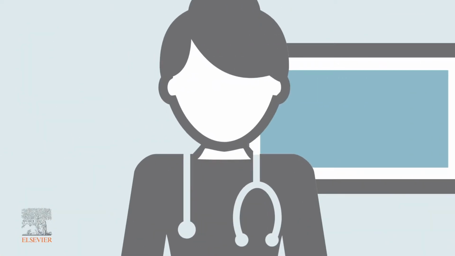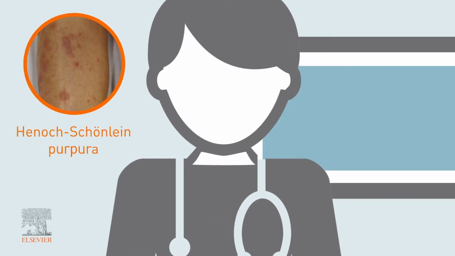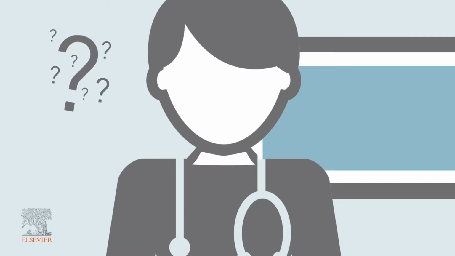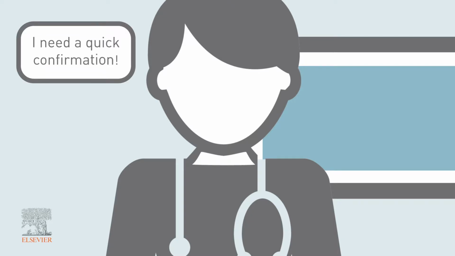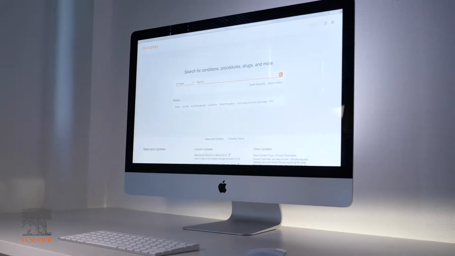Dr. Lee is pretty sure that John is suffering from a type of rheumatological disorder called Henoch-Schönlein purpura, based on the symptoms and the physical examination. But because she had never seen an actual patient with this condition, she needs a quick confirmation before she communicates the diagnosis to John and his mother.